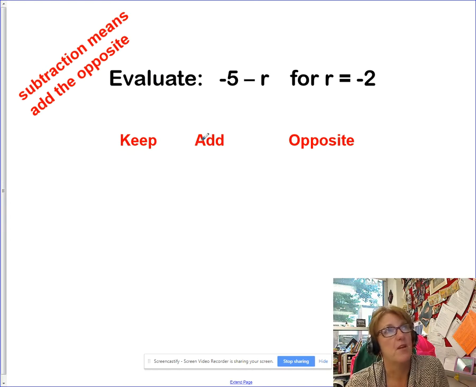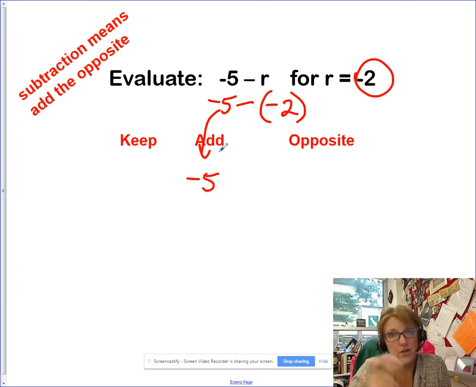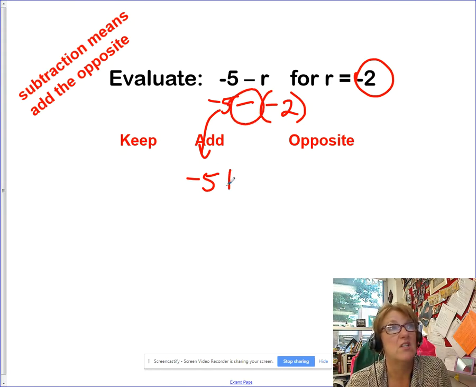Look at this one. Could we have more negative signs in one single little problem? -5 minus the variable r, and we're going to substitute a value of -2 in for my variable r. Subtraction means add the opposite. So that first number is in front of the subtraction sign, so don't change anything. That's why I say keep it, just like it is. But then you need to add the opposite, which becomes +2.